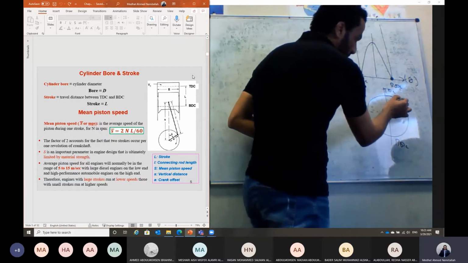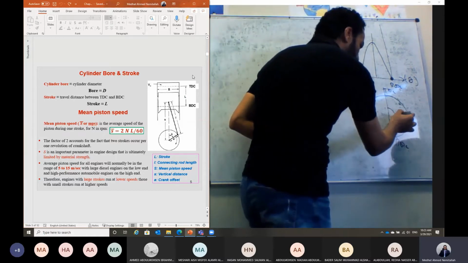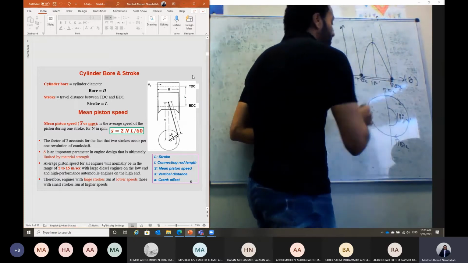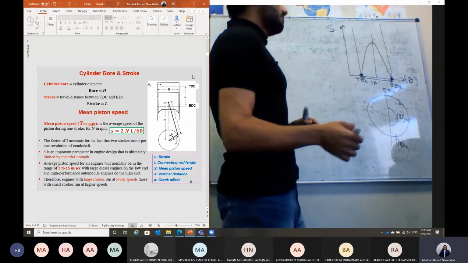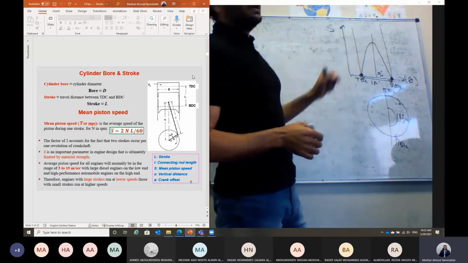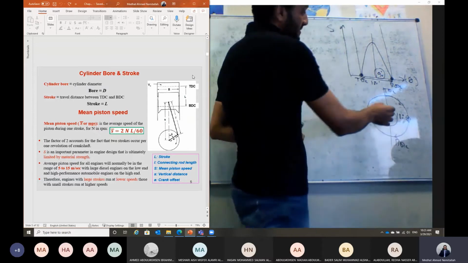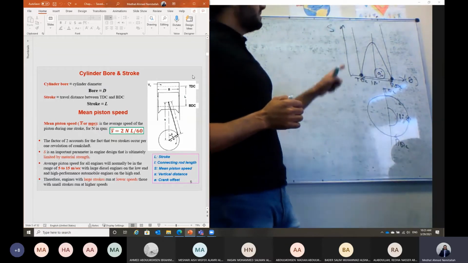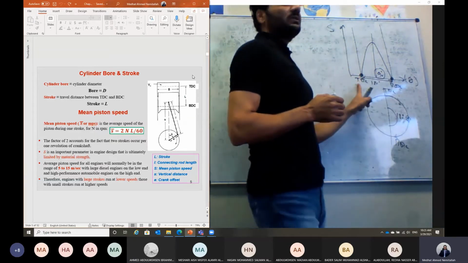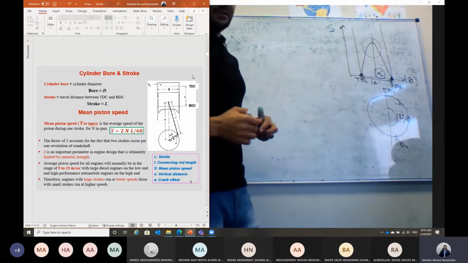When the piston moves from the top dead center to the bottom dead center, we have half a revolution, that means 180 degrees. So this distance here, Shabab, is 180 degrees of crank angle revolution. Usually the piston reaches its maximum speed at the middle of the stroke, when the angle theta is equal to 90 degrees. So this is the instantaneous piston speed, which is a function of the crank angle. At the top dead center it is 0, at the bottom dead center it is 0, and in between the piston accelerates.